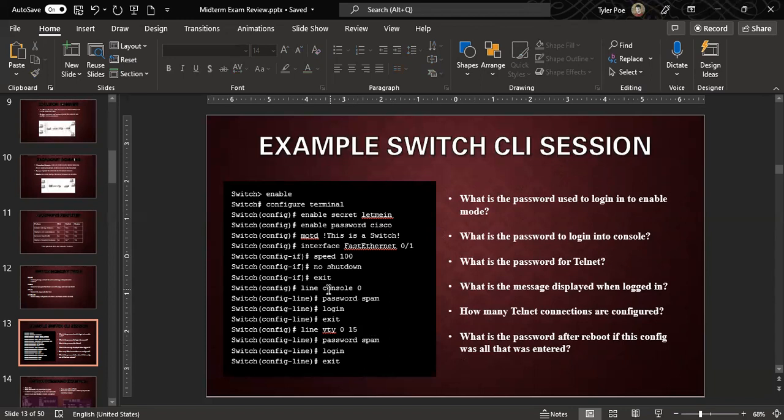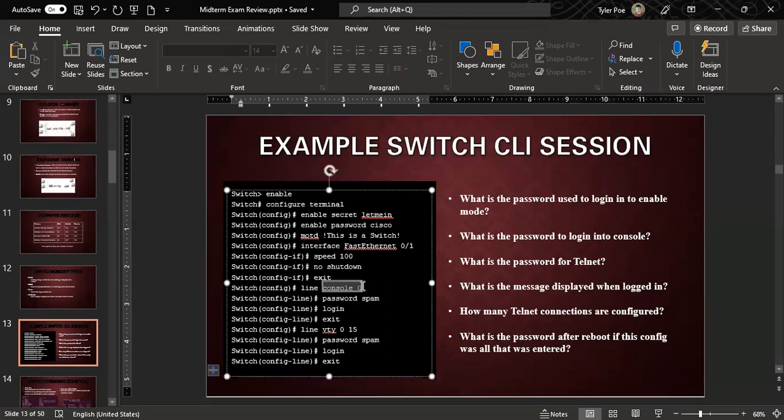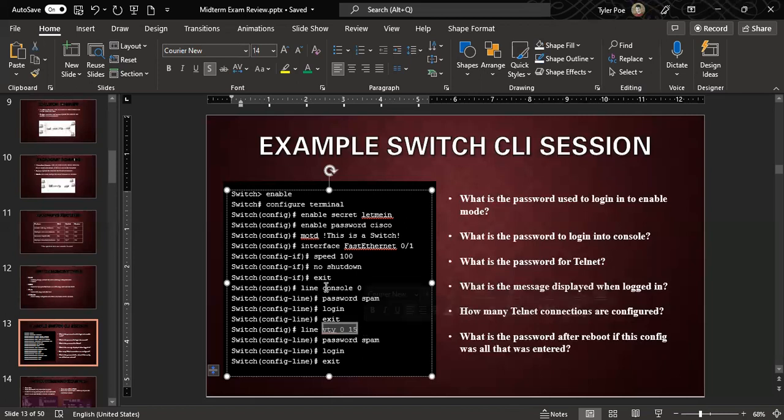So that's an important thing to keep in mind. So the console password and then the VTY password. That's basically for telnet. This is for plugging in directly to a console cable with your computer.